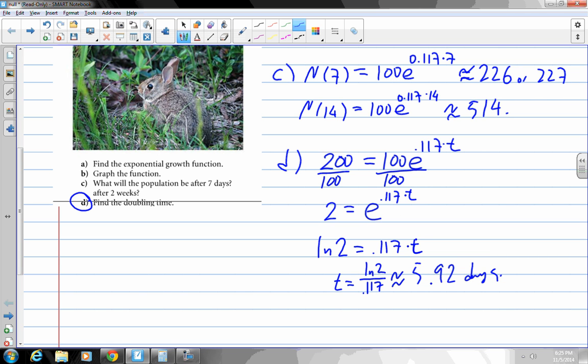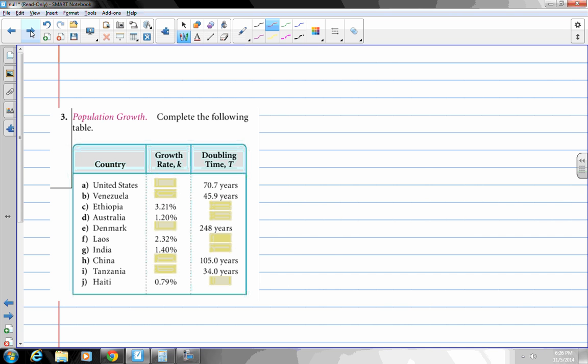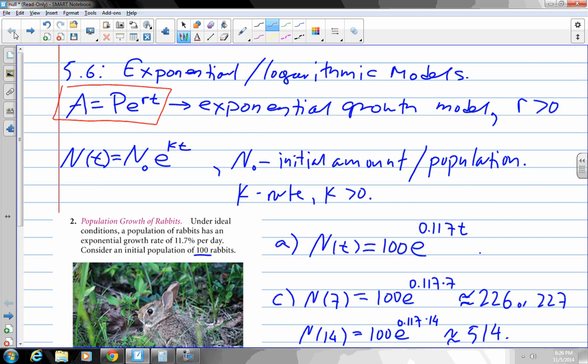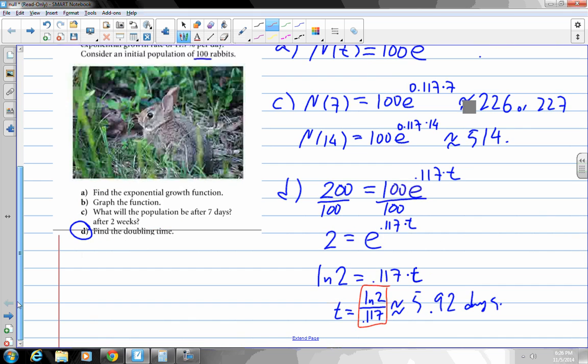Actually, this relationship was always going to be true. So we just need to memorize it. In order for us to find the doubling time, I just have to take natural log of 2 and divide it by whatever the rate was. So I don't have to solve this equation every time. It's always going to come out to be the same. I can make the general argument, a little later.